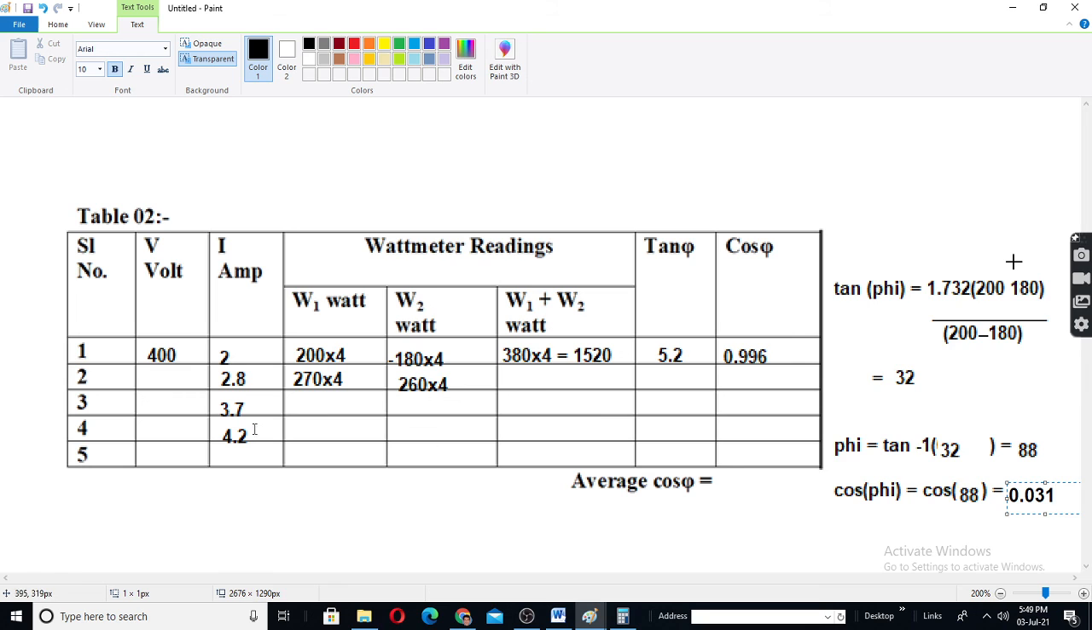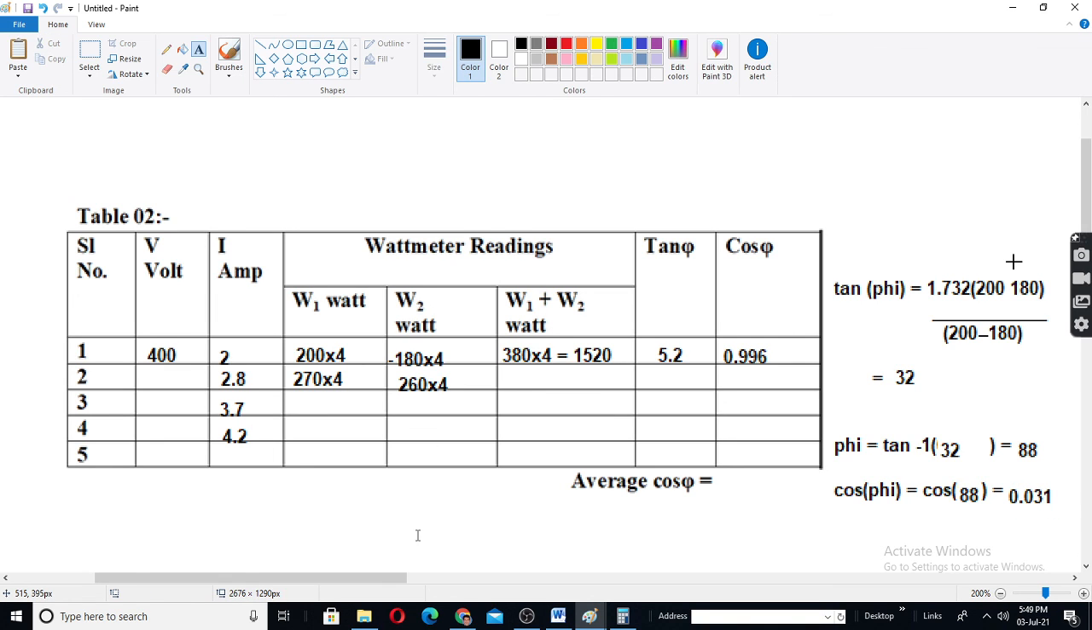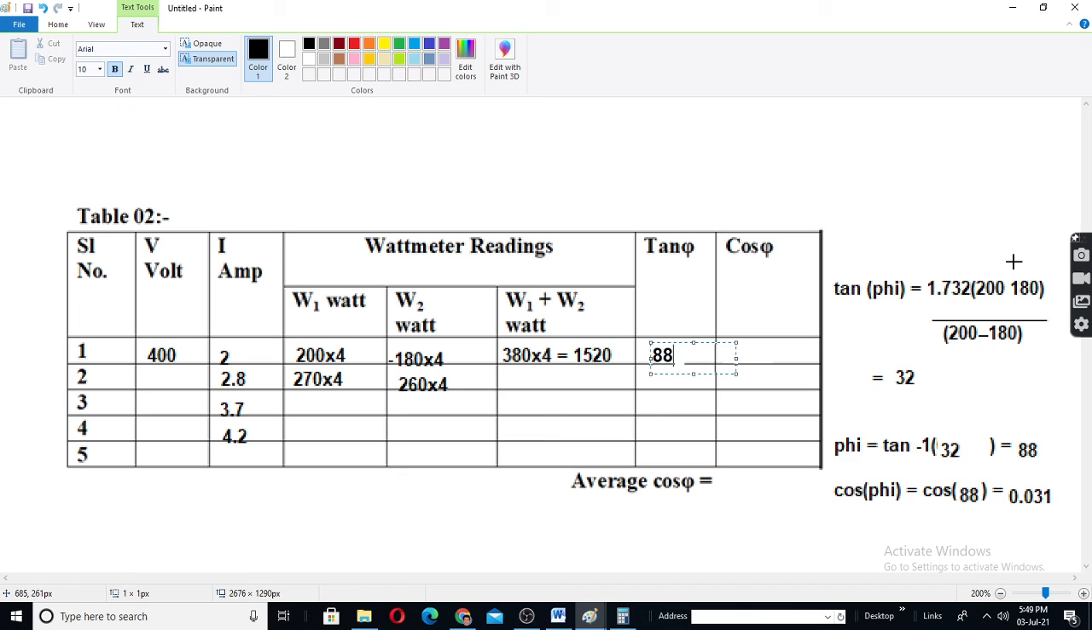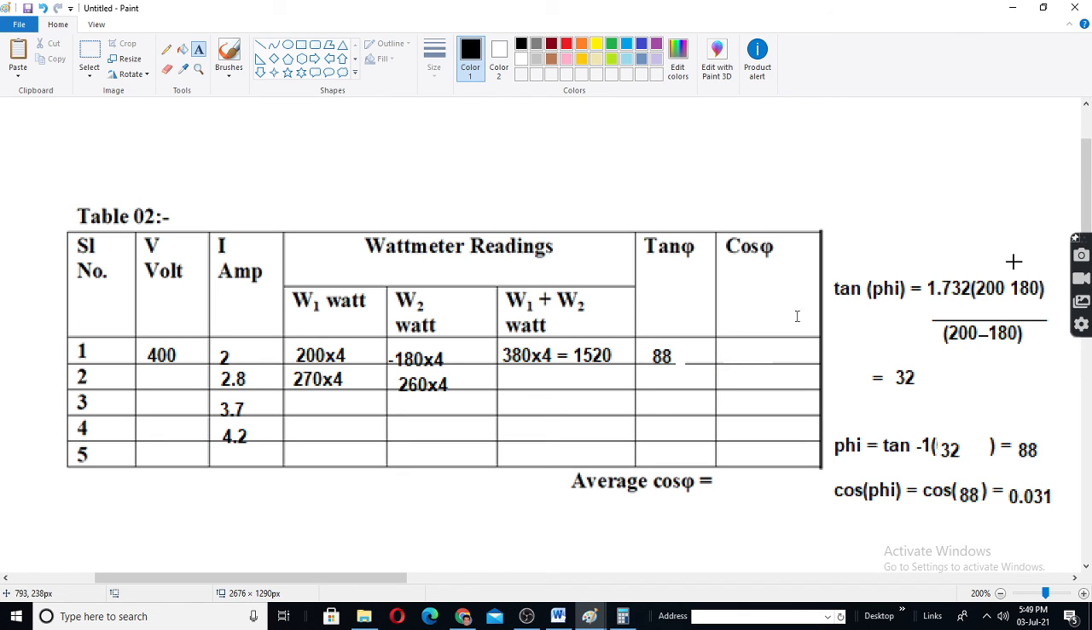Similarly, do all the other readings. Take all the other readings for experiment number 5 and then write the values. Take the average value. So you can see here phi is 88 and cos phi is 0.031.